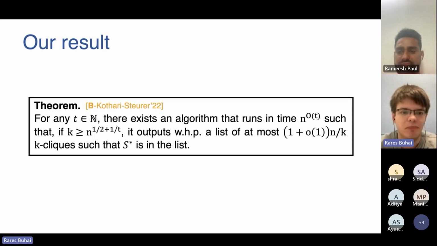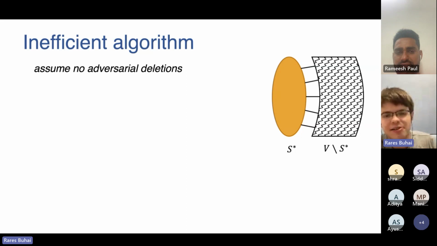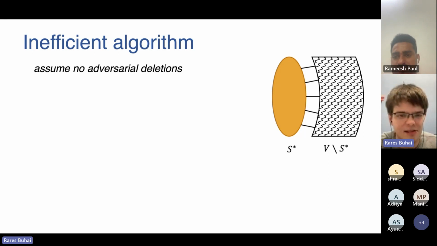Okay, so to discuss this result, I want to start by discussing how you can find an inefficient algorithm for this problem. And from now on, I'm going to assume that there are no adversarial deletions. So what this means is that the edges between S star and V minus S star are completely random. This is an assumption that's not strictly needed on this slide, but is needed on the later slides. And it's also kind of without loss of generality, because in our specific algorithm, at the end, it's very easy to just plug the assumption back in. So the cut between S star and V minus S star is random from now.